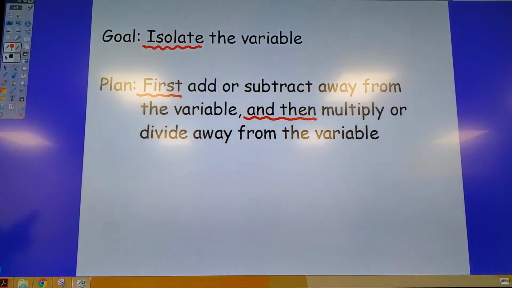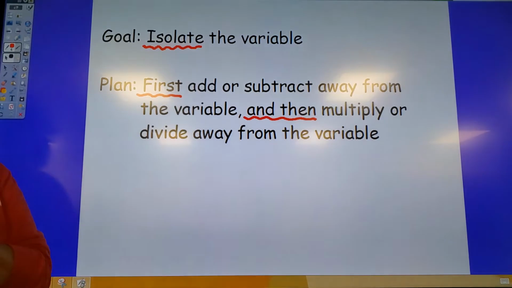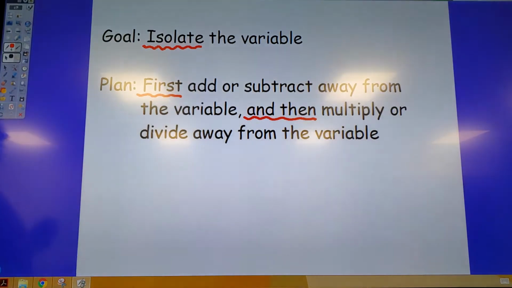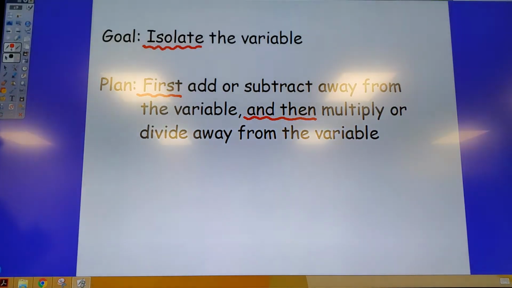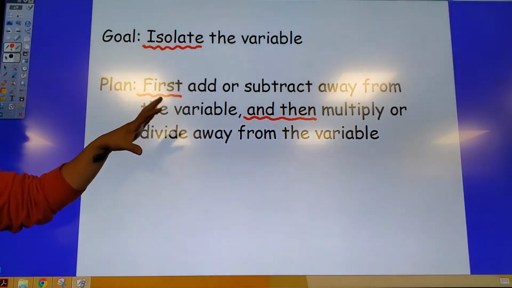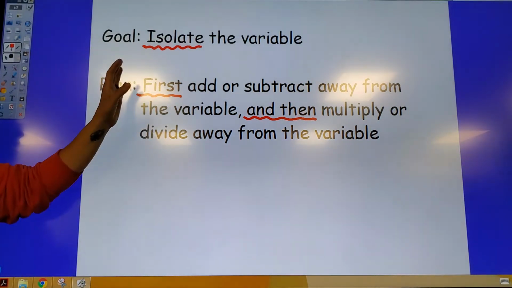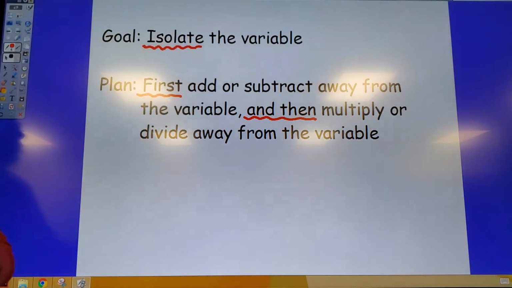Some people struggle with this a little bit because it is the opposite of the order of operations. But if you do it the other way around, it doesn't work, okay? So you have to add or subtract first, and then multiply or divide. And that'll always be the case. So even when we get to equations that have 3 steps or 4 steps, you'll always end back to this, where you add or subtract, and then you multiply or divide.